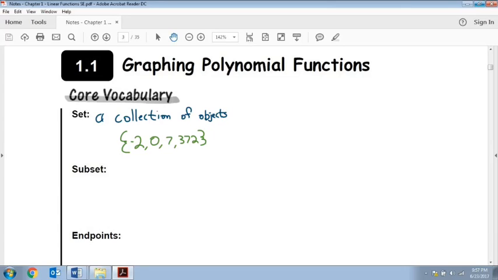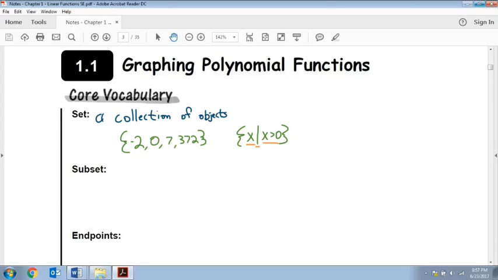Now, a set might be a range of things. Like a set could be the set of all x's that are greater than 0. Basically, this is set builder notation. We'll talk about it a little bit later. What this means is all x's such that x is greater than 0. And we'll talk about it more later if it doesn't make any sense at the moment. But we'll get to it.